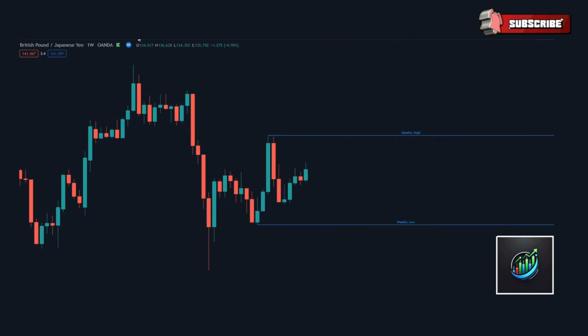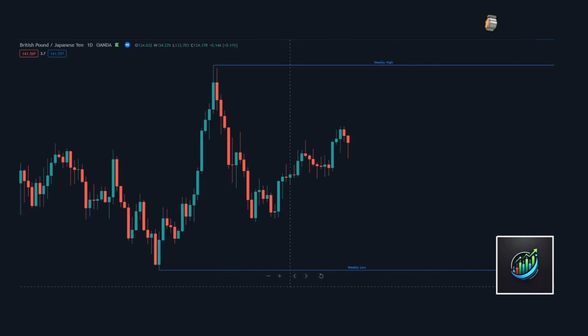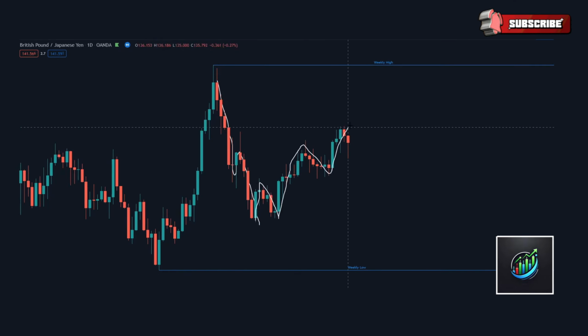Now let's take a look at the daily chart and see what we can see. Now that we're on the daily chart, we can see that this is the weekly impulsive leg that we were just looking at. We can see that price then started to make a series of lower lows and lower highs and has now begun to break structure to the upside, forming higher highs and higher lows.